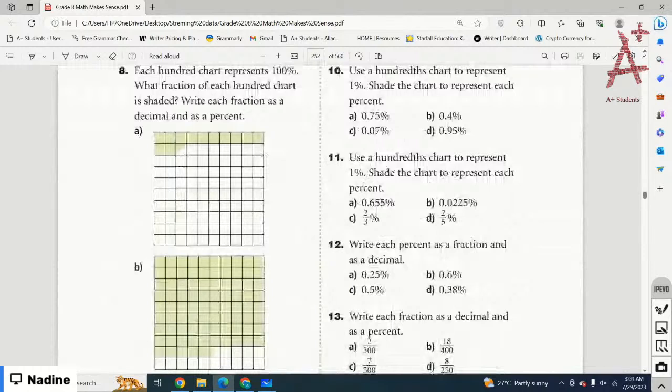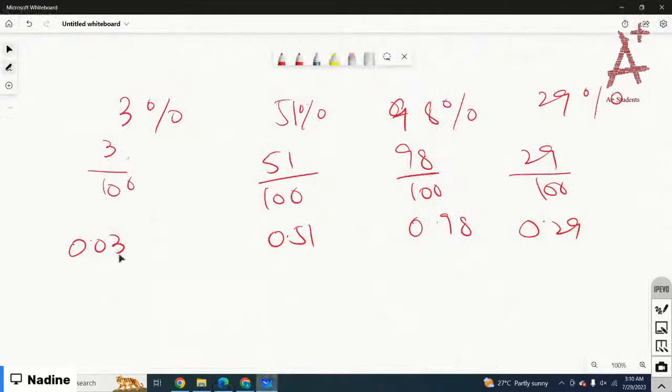Okay, let's just start with question number 12. Write each percent as a fraction and as a decimal. So you have to write them. 0.25 it is.